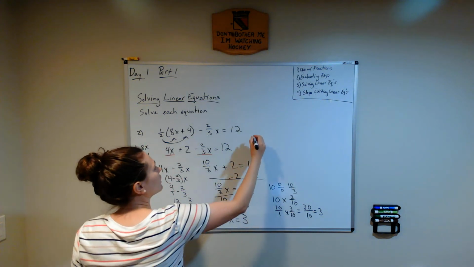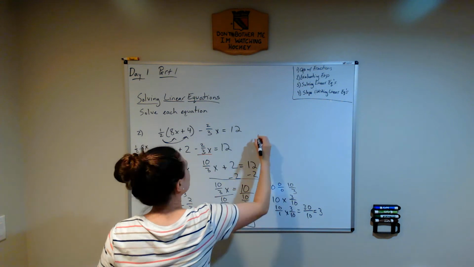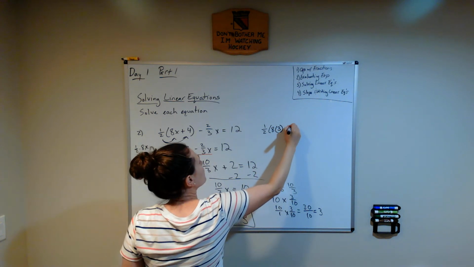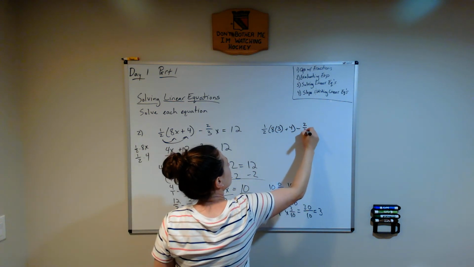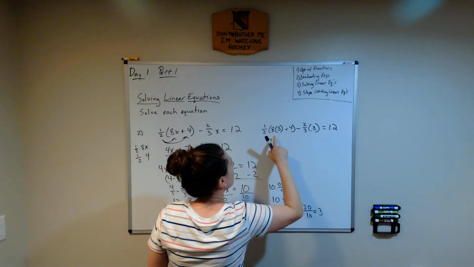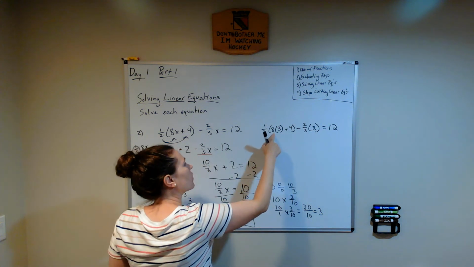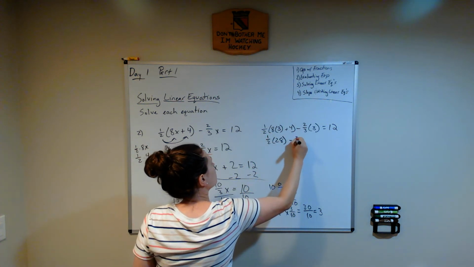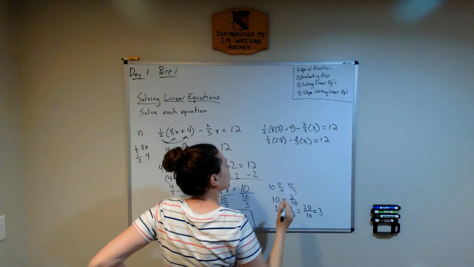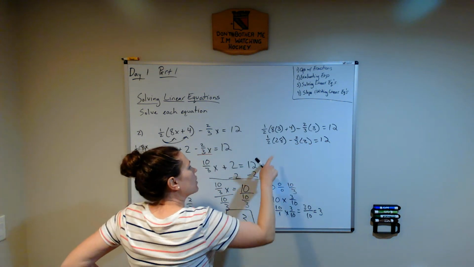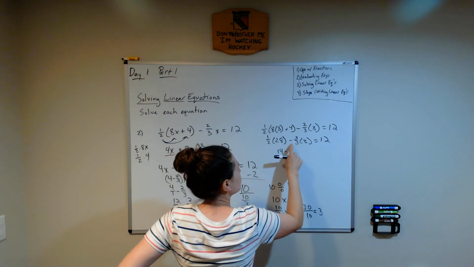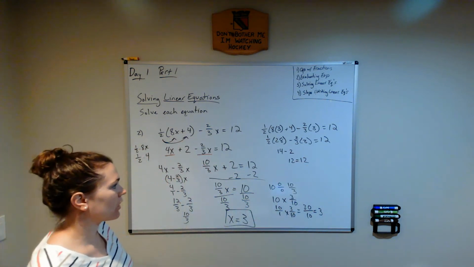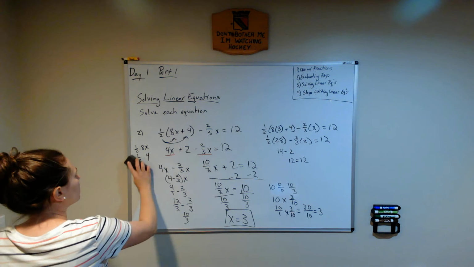We can check our work. If we check, we get 1/2 times (8 times 3 plus 4) minus 2/3 times 3 equals 12. 8 times 3 is 24, 24 plus 4 is 28. So 1/2 times 28 minus 2/3 times 3 needs to equal 12. What you want to get at the end is 12 equals 12. So that's going to be 14 minus 2/3 times 3, which gives us 2. We get 12 equals 12. Okay? So let's do another.